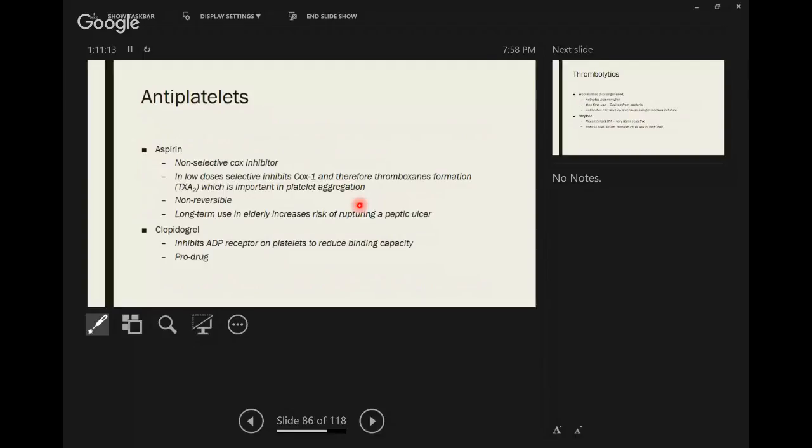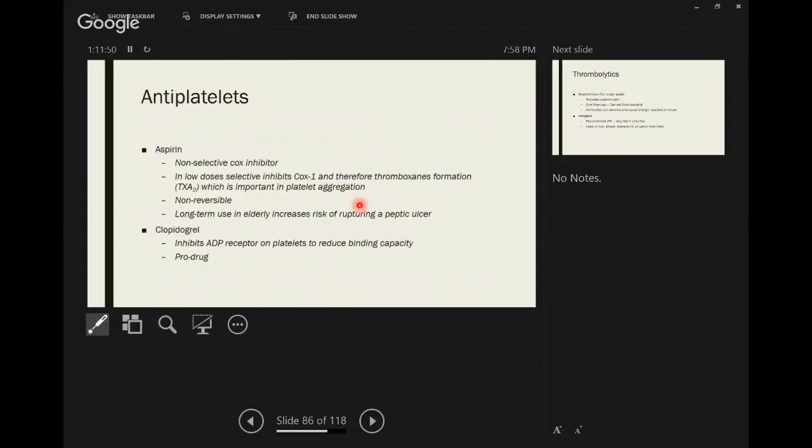Antiplatelets, so aspirin's a non-selective COX inhibitor. In low doses, it selectively inhibits COX-1 and therefore thromboxane formation, so TXA2, and that's important in platelet aggregation to stop aggregation. It's non-reversible, so once a platelet's been conked out by aspirin, it's conked out for the rest of its life, which isn't that long. But long-term use in the elderly increases your risk of a rupturing peptic ulcer. So often there's a history of NSAID or aspirin use in people who come in with a bleeding peptic ulcer.